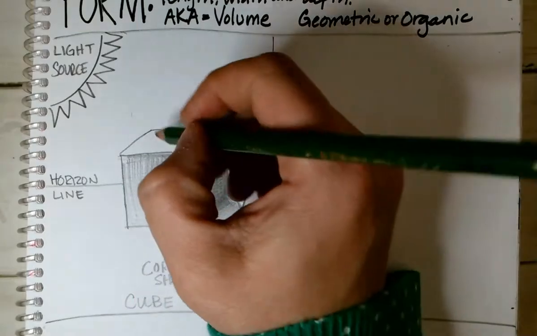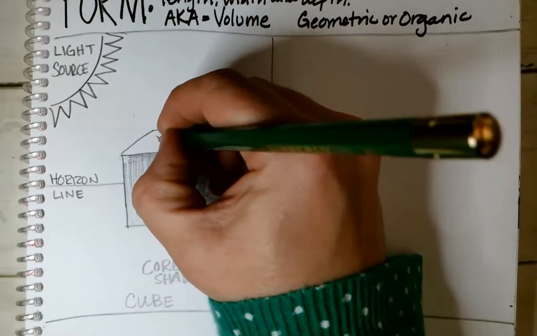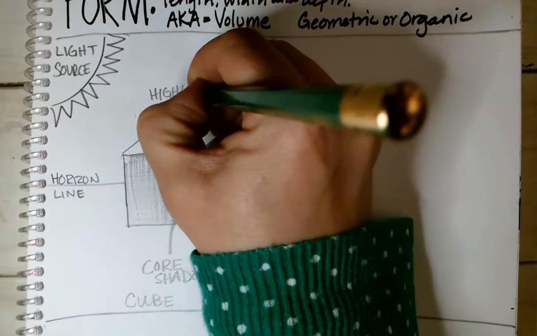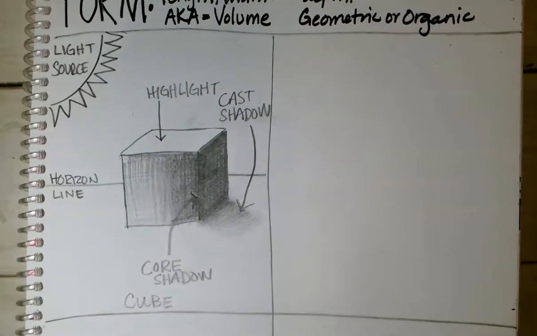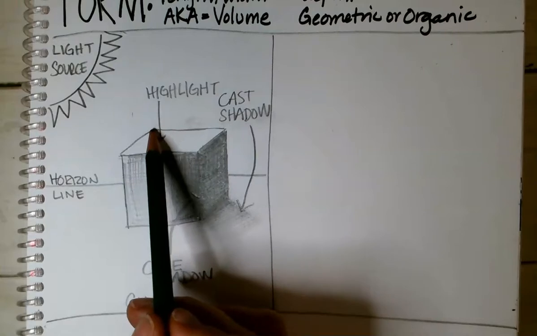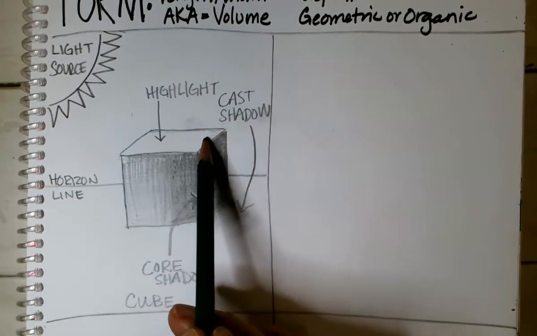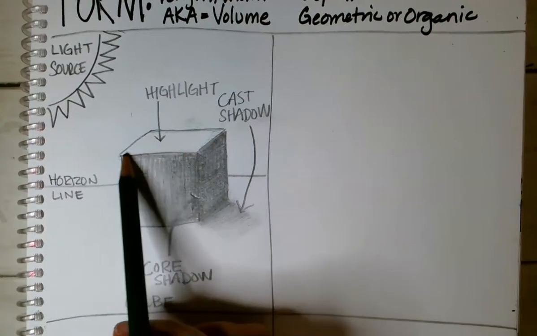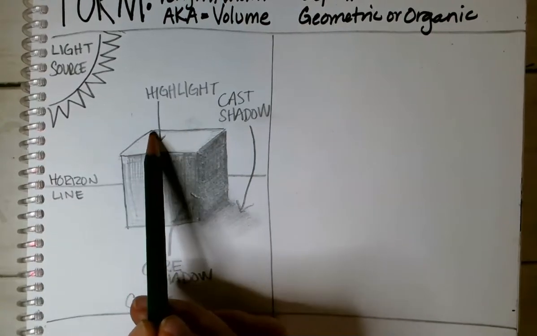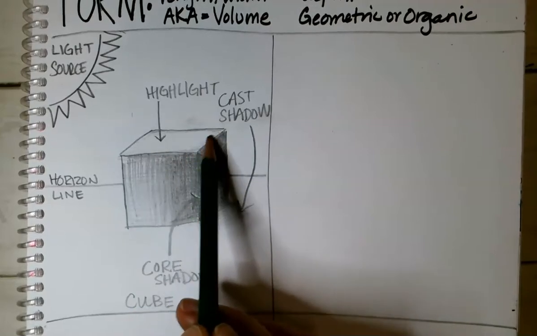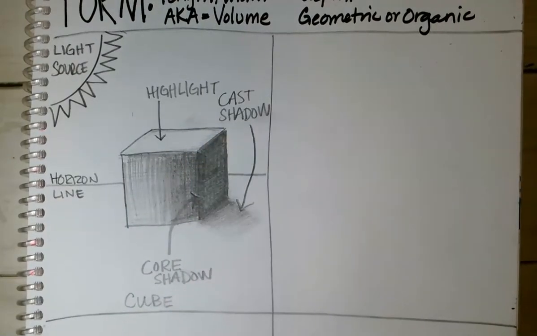Up here on the top, this is the highlight. It is the brightest part of the cube, and some artists choose to sometimes give a tiny bit of value around the edges, just to show the contour of the form. But that is the highlight. It should be the lightest part of the form that we can see.